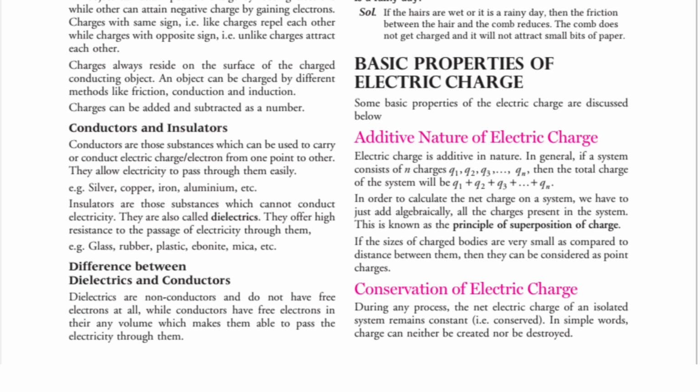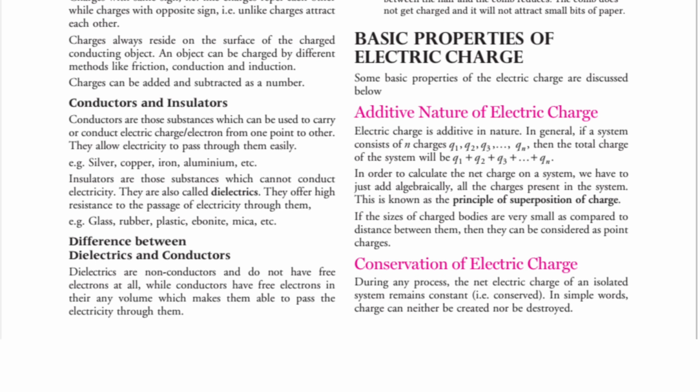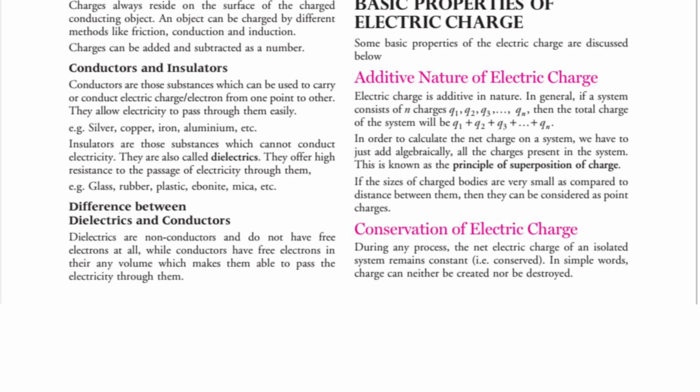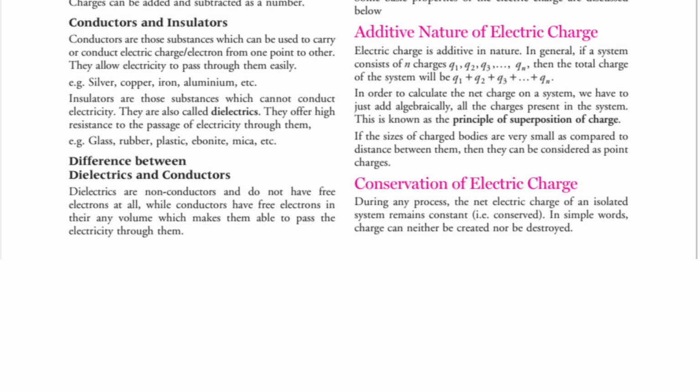If the sizes of charged bodies are very small as compared to the distance between them, then they can be considered as point charges. Okay, if the size of charged bodies is very small, अगर स्मॉल साइज होगी हमारे बॉडी चार्ज की एज कम्पेयर टू द डिस्टेंस बिटवीन देम, so they can be considered as point charges, जिसको हम पॉइंट चार्जेस बोलेंगे. Okay.